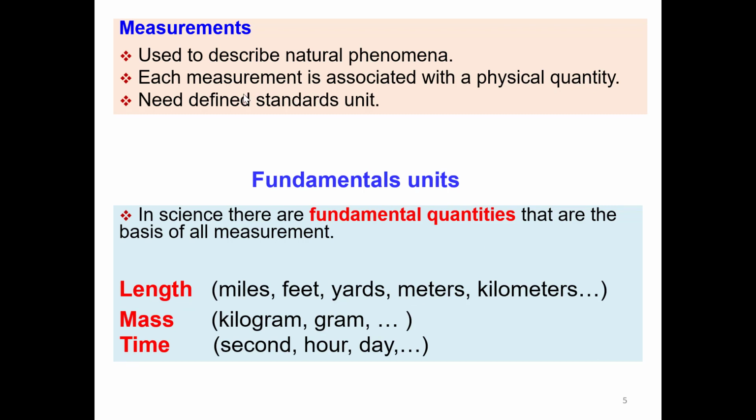Then the measurements are important because we use measurements to describe a natural phenomenon. Always each measurement is associated with a physical quantity. Then again, length, because it's easier to understand that, but can be also mass. If we report pounds or kilograms, we know this corresponds to mass. And when we report measurements in science, we need to use standard units.